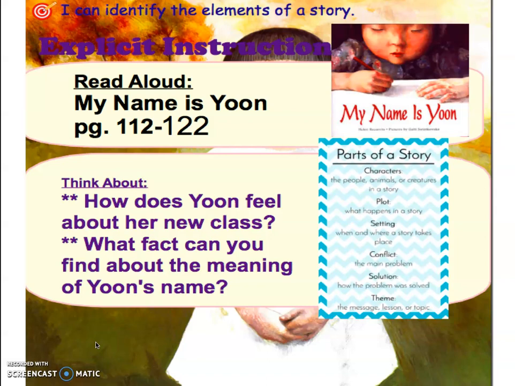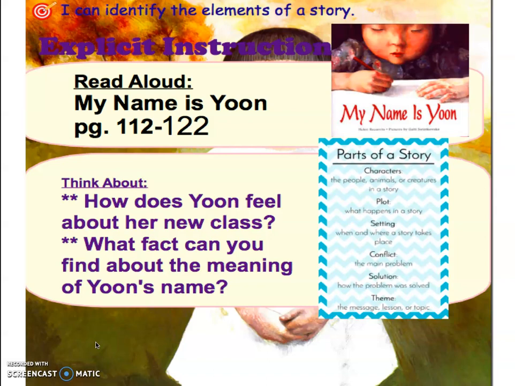So remember, setting is not just where something is. The setting could be someone's house. It could be the school, but it's also when. Is it in the summertime? Is it in the spring? Is it the day or the night? You also have the conflict. That's the problem in the story. What's wrong? What conflict or what problem are the characters facing? Then you have the solution. The solution is how the problem was solved. How were things made better? You also have the theme. The theme is the message, lesson, or topic. What did you learn from this story? What did this story teach you?